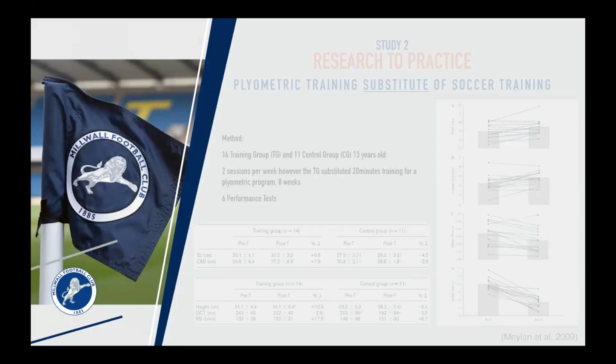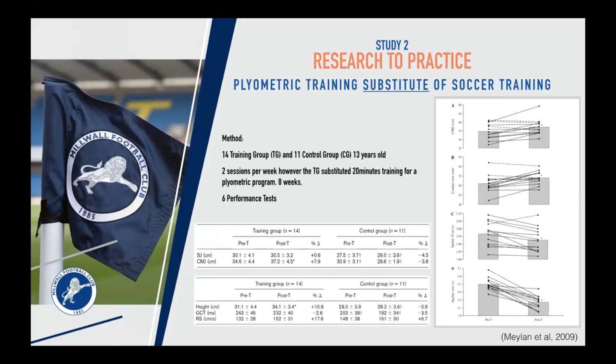Moving on to study 2, this looks at plyometric training as a substitute for soccer training, done over an 8-week period with 13-year-olds. They did a plyometric program twice a week for 20 minutes, but instead of the first 20 minutes being football based, it was plyometric based for half the group, and the other half continued to do football only. So you're substituting the soccer for plyometrics.